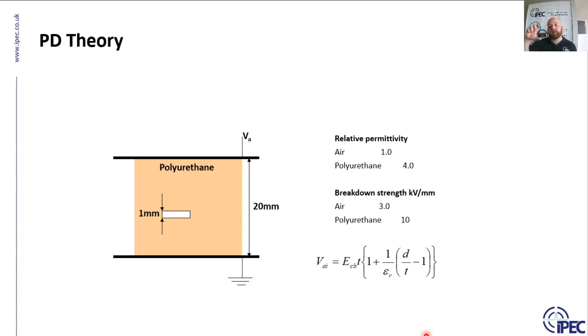So over a 20 millimeter air gap, that could withstand a 60 kV insulation. The breakdown strength of this polyurethane, this XLPE essentially, is 10 kV per millimeter. So over a 20 millimeter insulation, that could handle 200 kV.